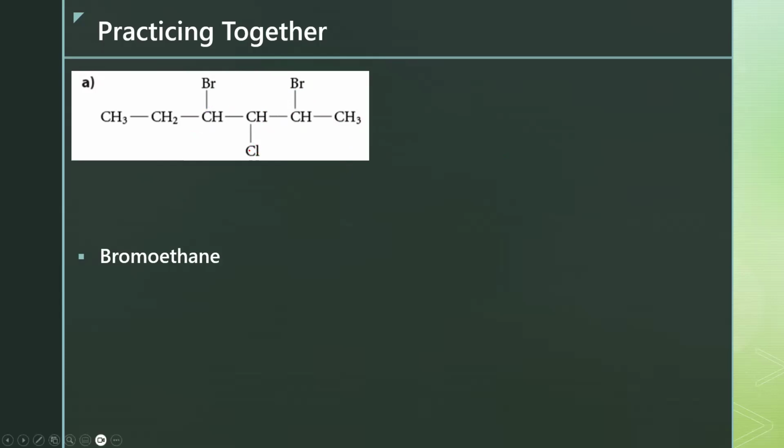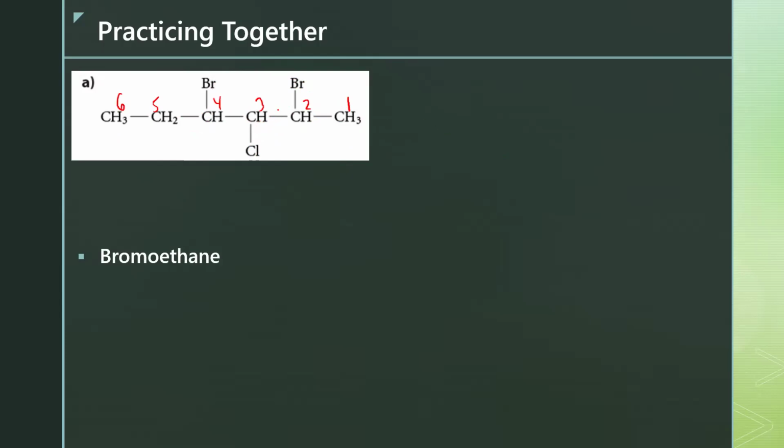Now the idea is we have to start our numbering at the closest one to the start, right? If I started on the left side, my bromine would be at position 3. But if I start on the right side, this bromine here is at position 2. That's probably a better place to start. So to number this, I'd say 1, 2, 3, 4, 5, 6, starting from the right.